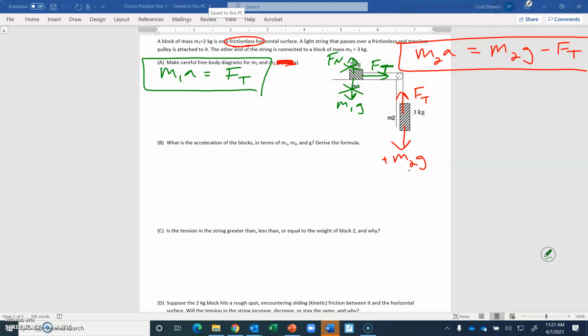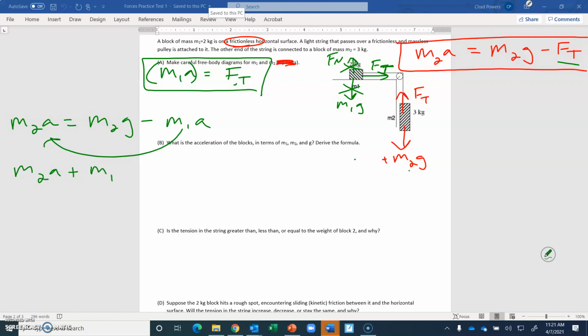So I've got my two equations. Remember the Atwood machine, there's always two net force equations that we merge together. Okay, so merge them together. That's what's happening down here. Sub this in for Ft, right? We get M2A equals M2G minus M1A. Get the A's together. M2A plus M1A equals M2G. Factor out the A.